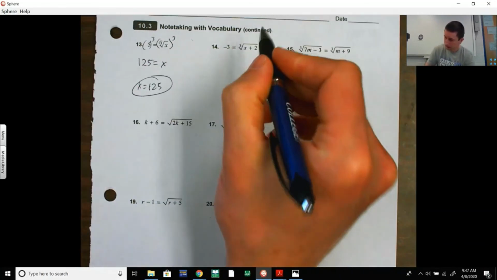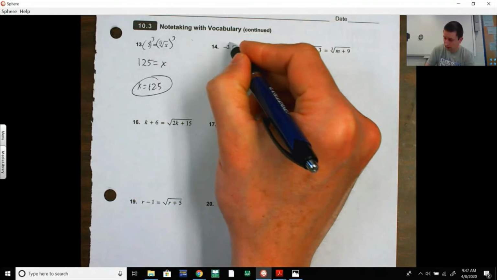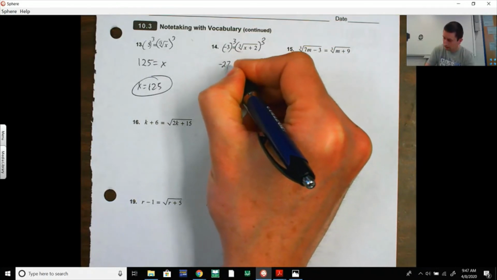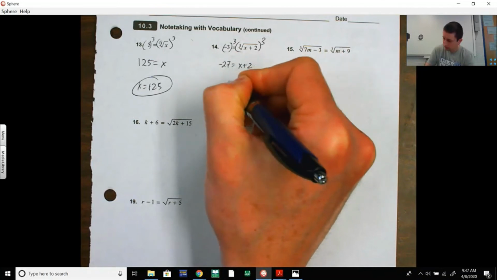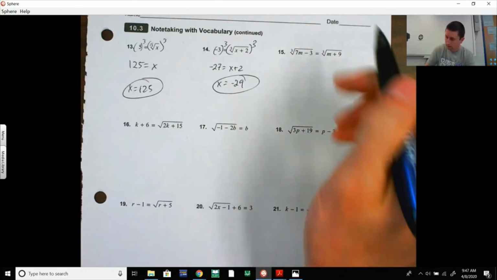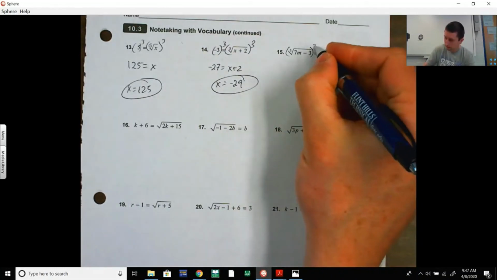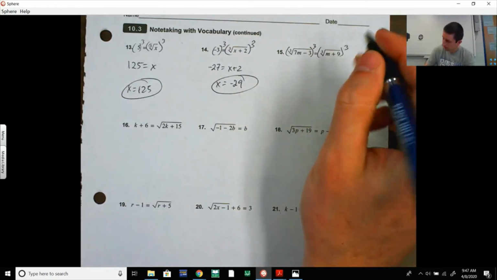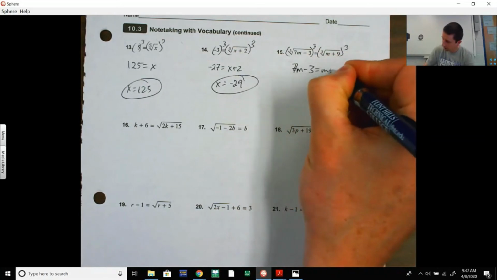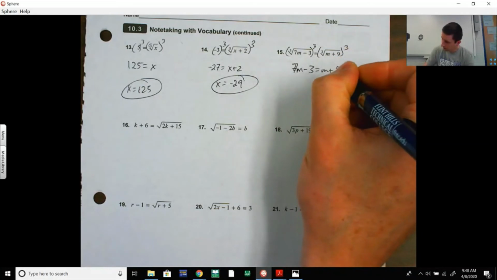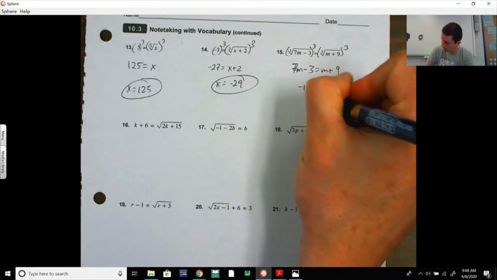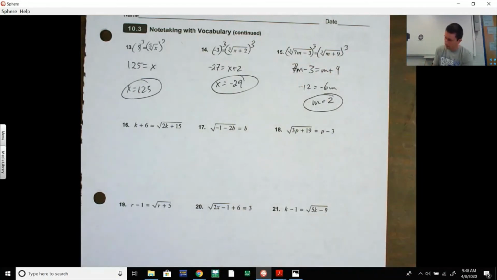Okay. Again, you have a cube root. Whatever number is there, you're going to take that to the 3rd power. Make sure you're using parentheses. So you get negative 27 equals x plus 2, minus the 2, so x equals negative 29. Okay. You can cube root both sides here. So we get 7m minus 3 equals m plus 9. So minus the 9, negative 12 equals negative 6m. M equals 2. Okay.